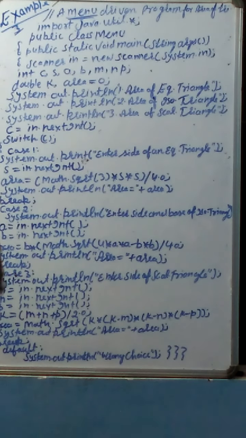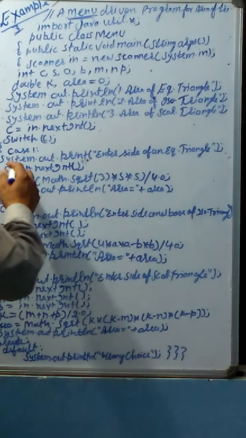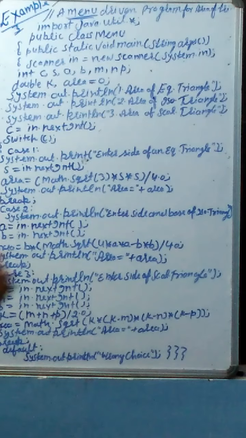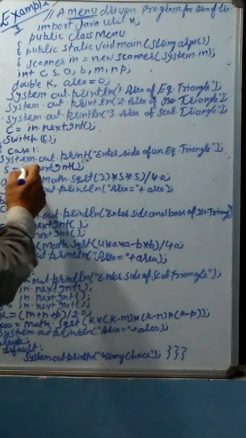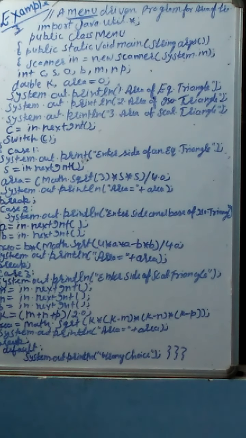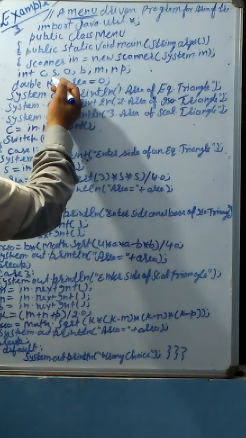So first of all, in case 1, you use System.out.print to enter the side of an equilateral triangle, and then you give the value of s with the Scanner's nextInt function. You are giving the value of the side s, which we have already defined.